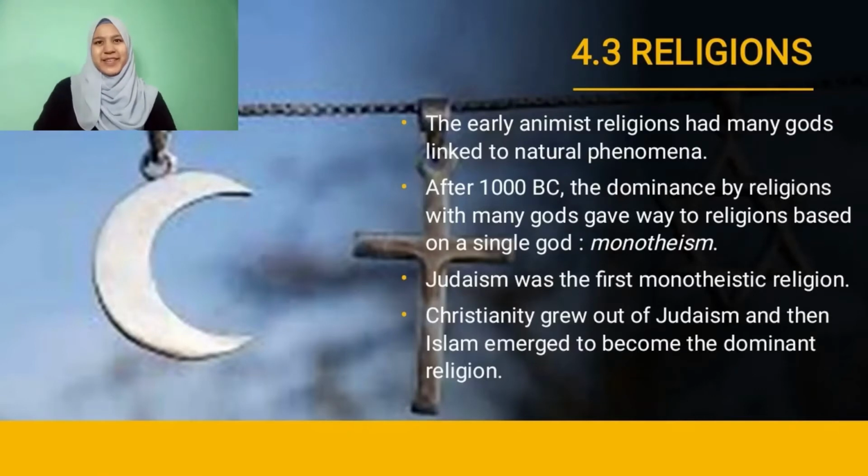Religions. The early animistic religions had many gods linked to natural phenomena. After 1000 BC, dominance by religions with many gods gave way to religions based on single gods, monotheisms. Judaism was the first monotheistic religion. Christianity grew out of Judaism, and then Islam emerged to become the dominant religion, but Judaism and Christianity are still in the region up till today.